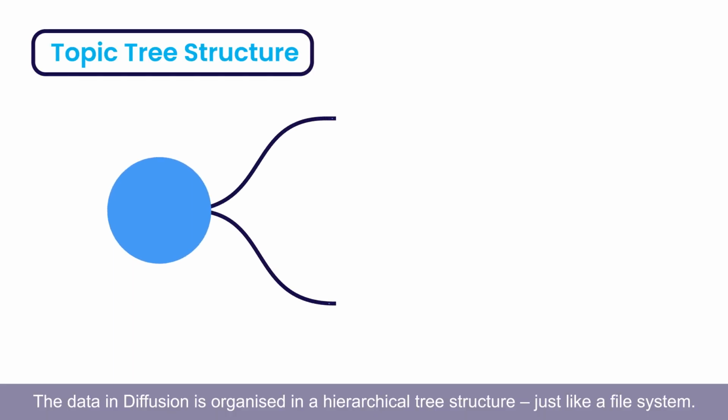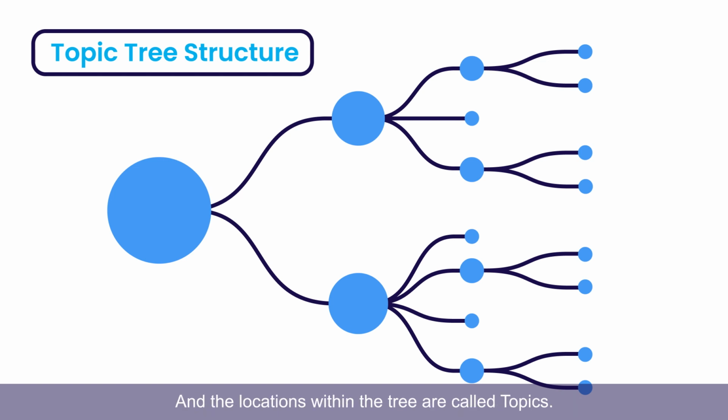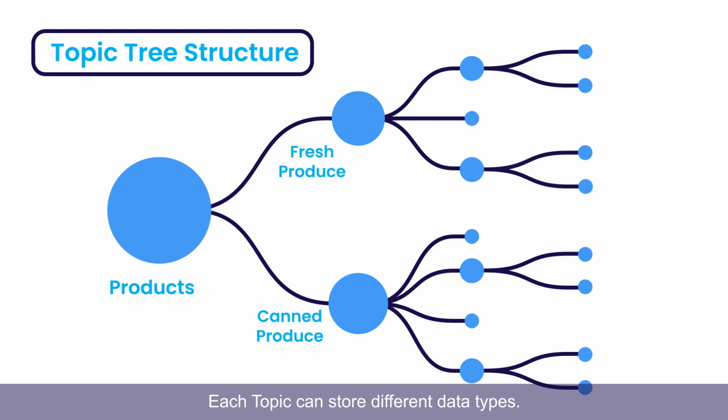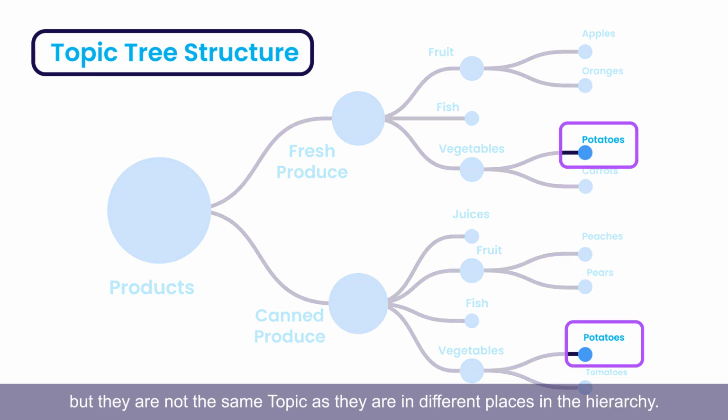The data in Diffusion is organized in a hierarchical tree structure, just like a file system, and the locations within the tree are called topics. Each topic can store different data types. Diffusion can distribute hundreds of thousands of topics on the same server. In this example, there are two topics called potatoes, but they are not the same topic, as they are in different places in the hierarchy.